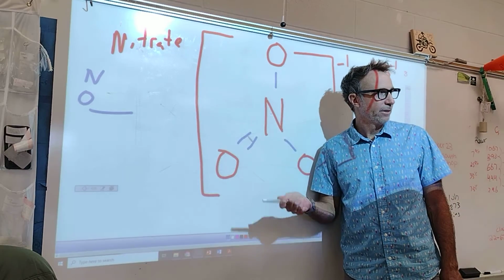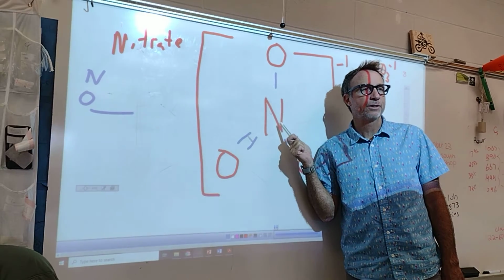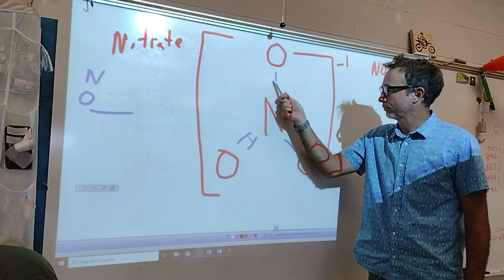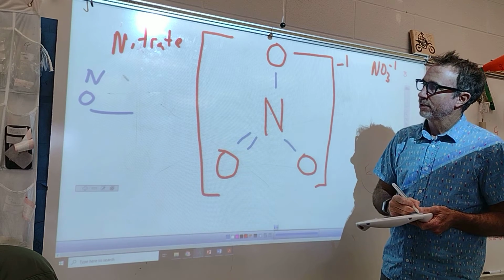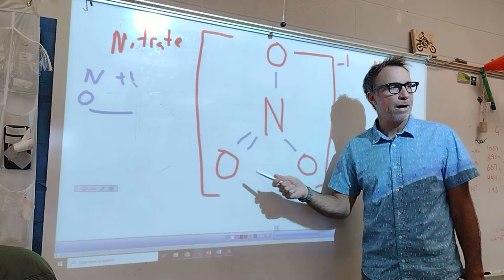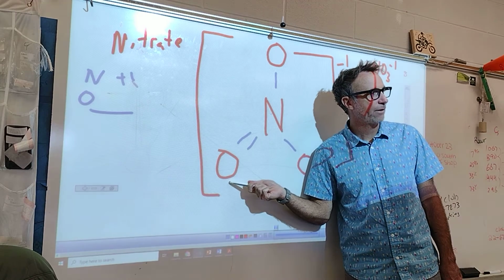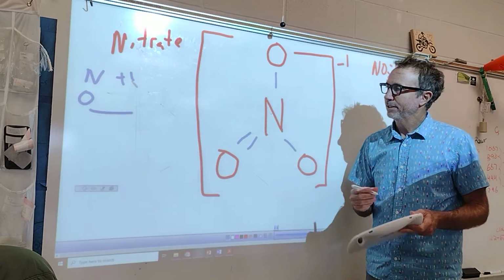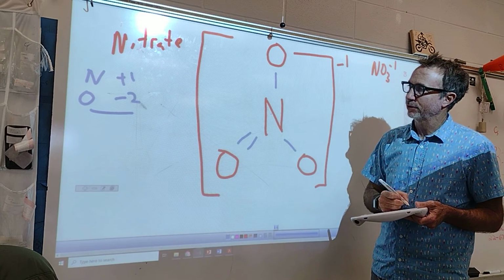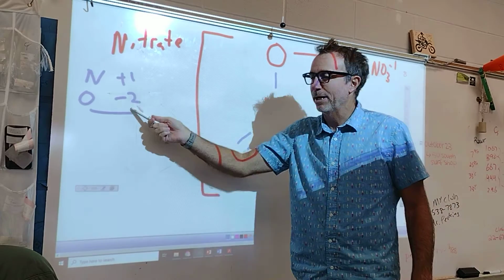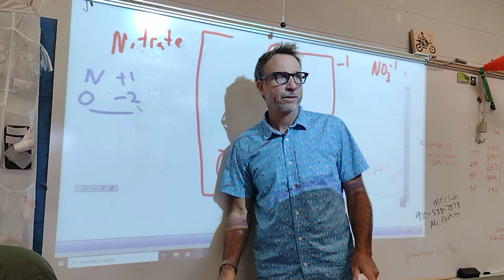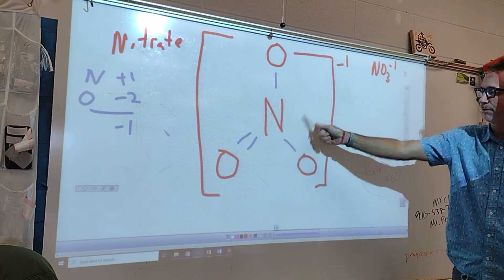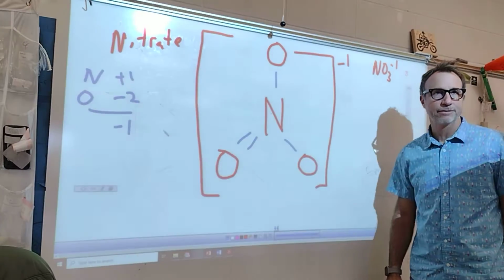Now let's try it. How many lines does nitrogen want to make? 3. But how many does it have? 4. 1, 2, 3, 4. So nitrogen has +1. What about oxygen? Oxygen wants to have 2. That one's happy. But there's 1, 2 missing. So for oxygen, write -2. What's +1 minus 2? -1. And this is -1. That's it. That's what nitrate looks like.